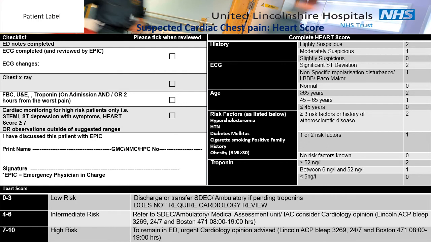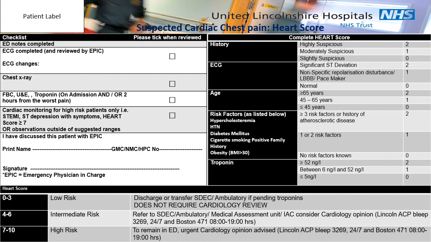This is the last one, for the heart score. This is a checklist for what you should do for any patient with cardiac sounding chest pain. So make sure you requested the X-ray and the bloods, and the patient is on a cardiac monitor if the score is more than 7. Observation is being done frequently, and you need to discuss with the EPIC or one of the seniors in the department. And this is the heart score.